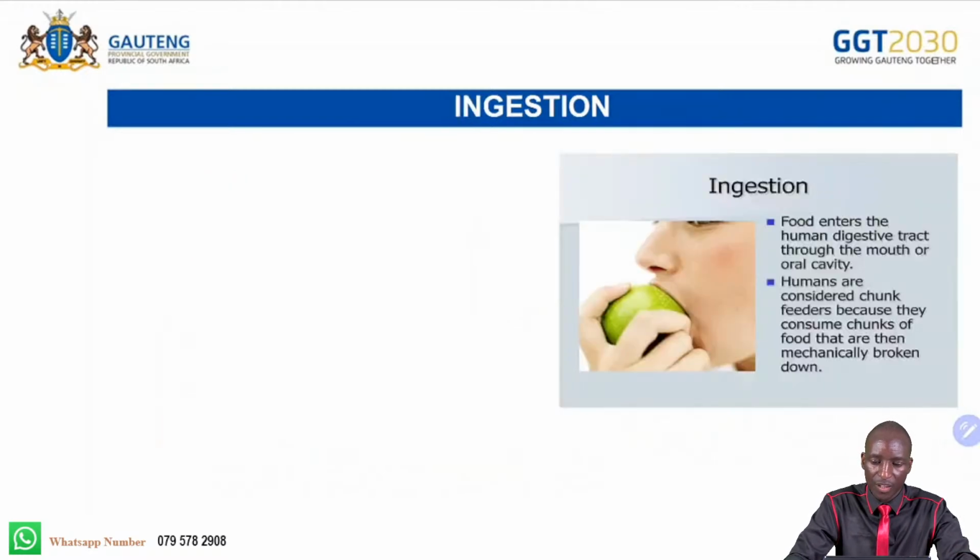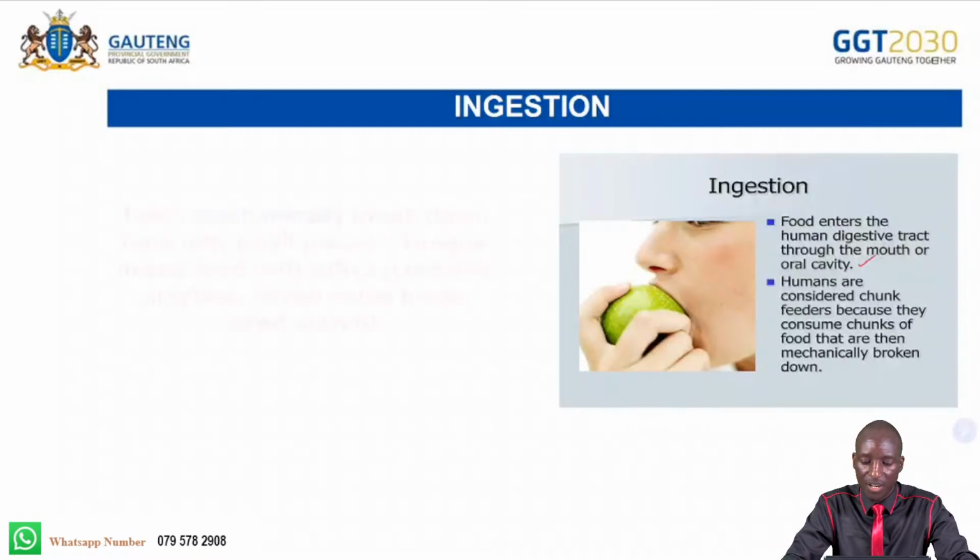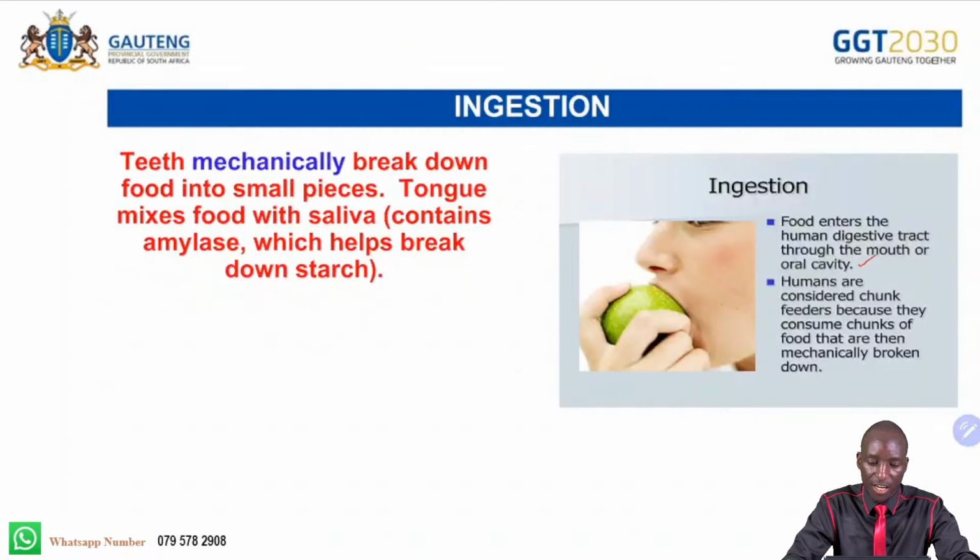All right. Let's look at these phases one by one and find out what happens in each phase. We start with ingestion. Food enters the human digestive tract through the mouth or oral cavity. As you can see from the diagram, someone is enjoying the fruit there. What happens in this phase? Teeth mechanically break down food into small pieces. The tongue mixes food with saliva.